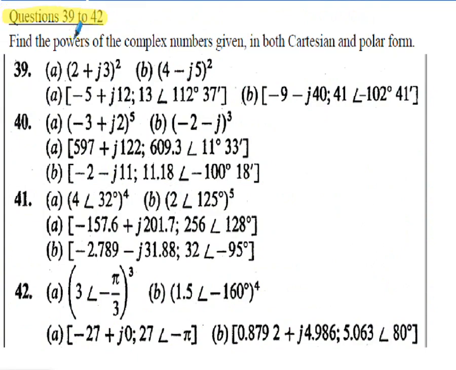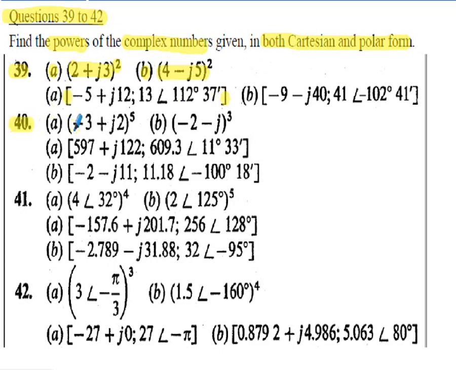Questions 39 to 42 require us to find the powers of the complex numbers given, stating these solutions in both Cartesian and polar form. Question 39 part A, we're asked to find 2 plus j3 all squared. That could be done by using binomial bracket expansion in Cartesian form and simplifying the resultant expressions, noting that j squared is equal to negative 1. Or you could convert it into polar form, solve it in polar form using DeMoivre's theorem and then revert it back into Cartesian form. Same applies to part B. Same process could be adopted there. Solutions are given in the square brackets here.